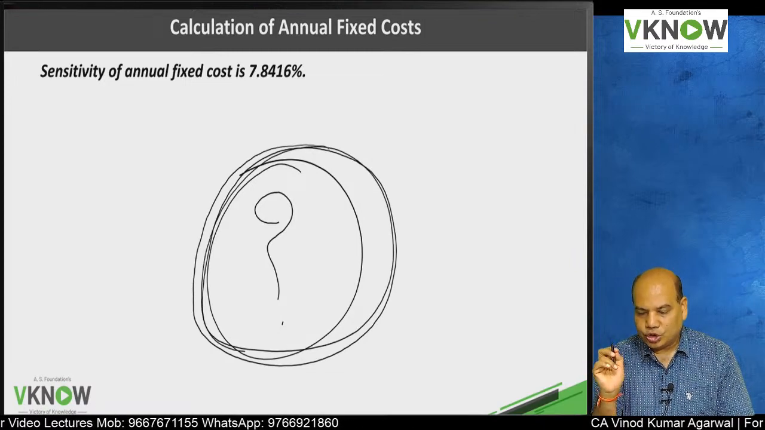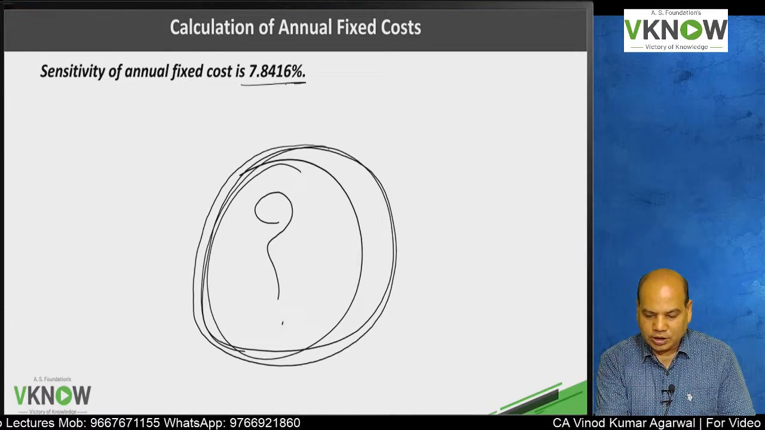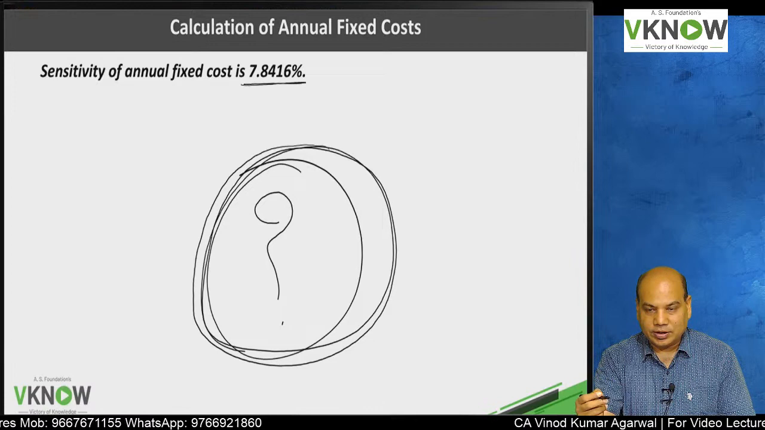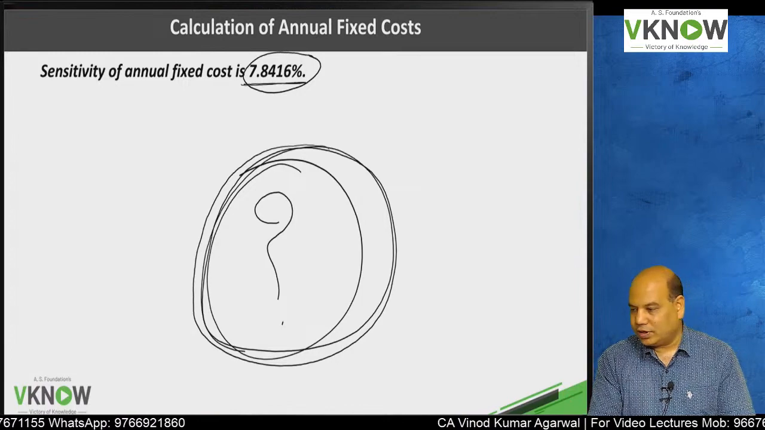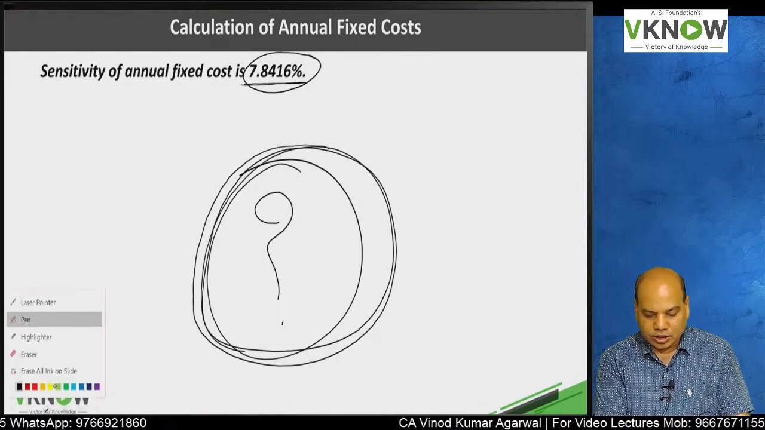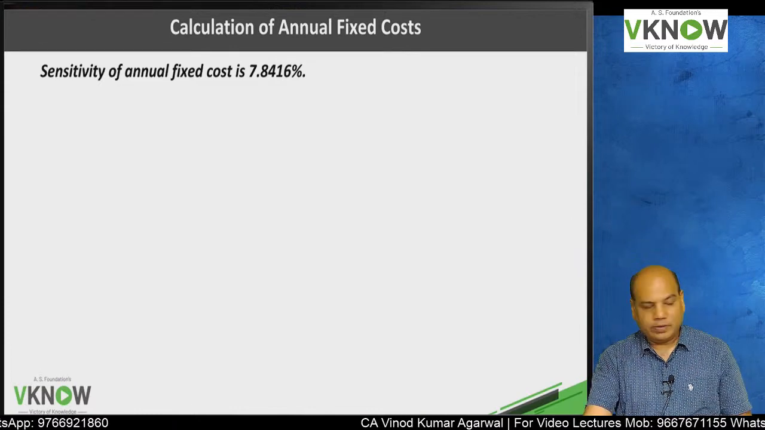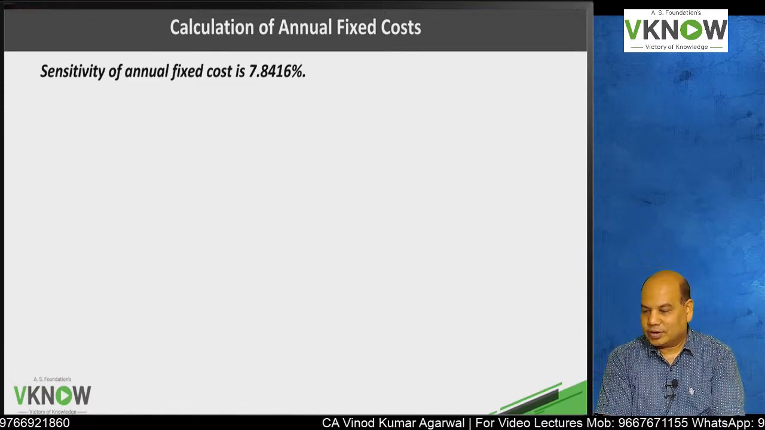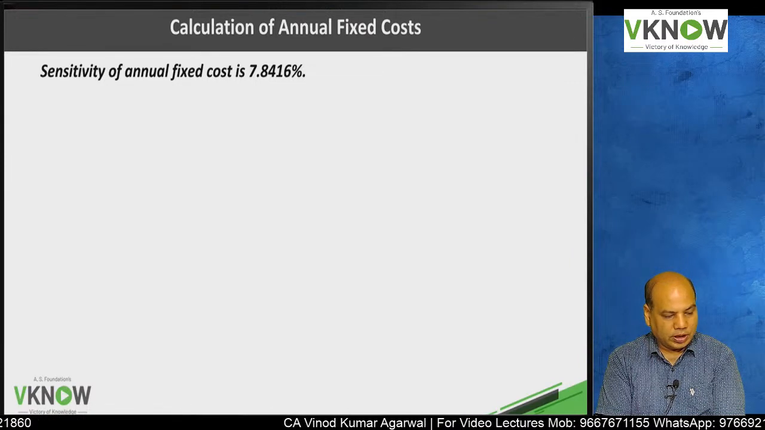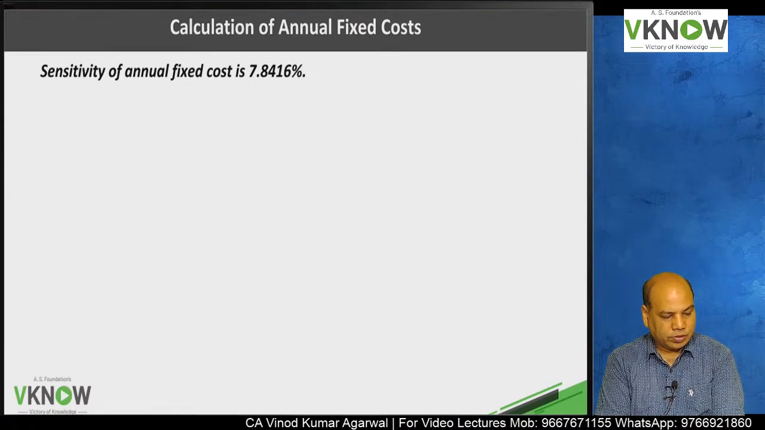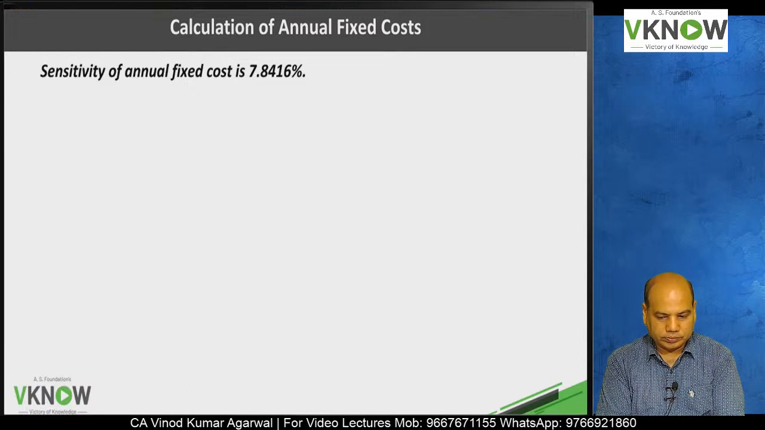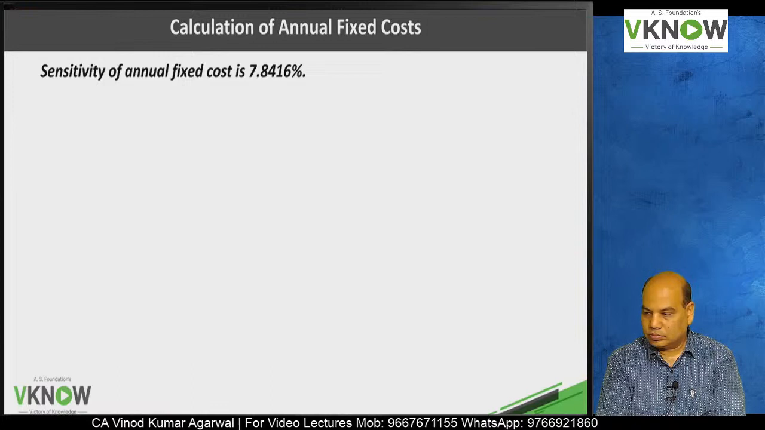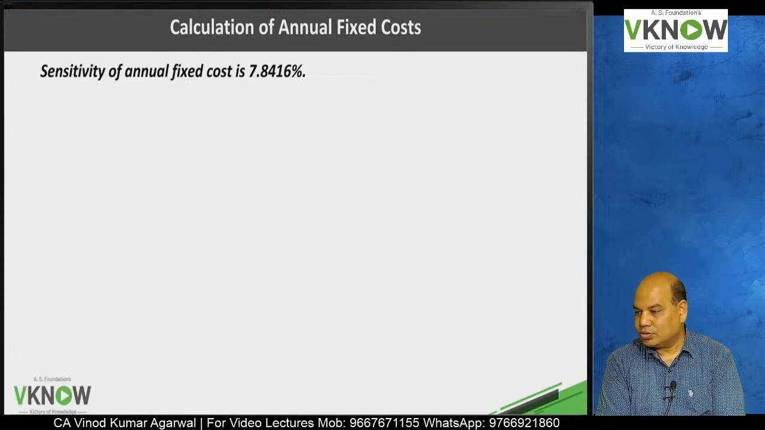What is the original fixed cost? I will give you a hint. If fixed cost increases by 7.8416%, NPV will be 0, other variables kept constant. Please try. Only if you try you will learn. I'll wait for 30 seconds. What should be the annual fixed cost?